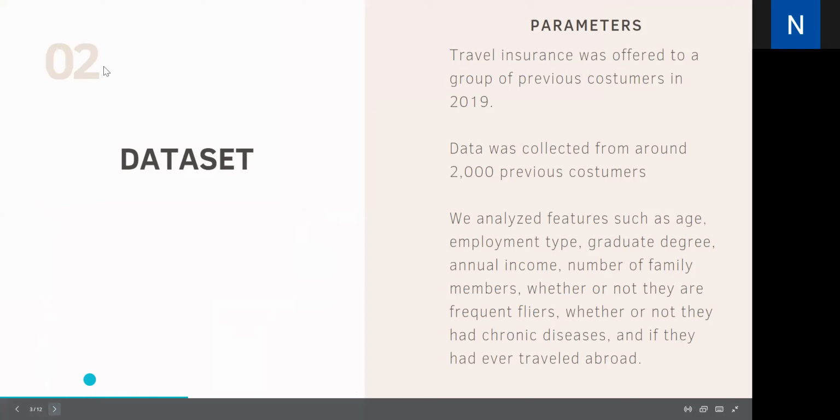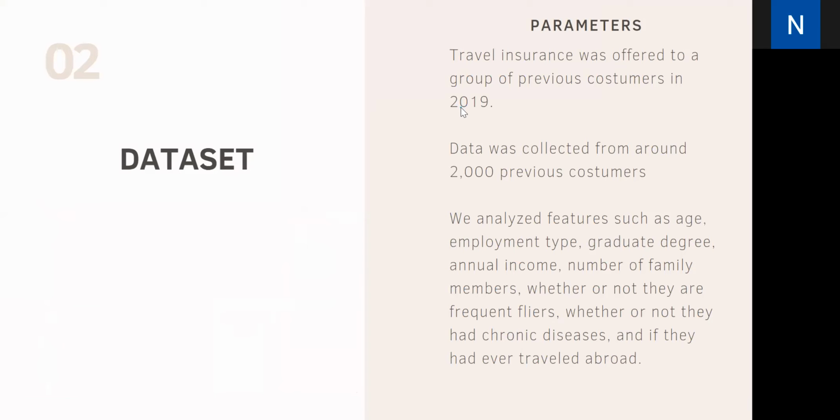So some information about the data that you provided us with. This data was sourced in 2019 when you offered 2,000 of your previous customers the option to buy a new package. It took into account a number of features, including age, employment type, graduate or not, annual income, number of family members, whether or not the person has a chronic disease, whether or not they're a frequent flyer, and whether or not they traveled abroad.